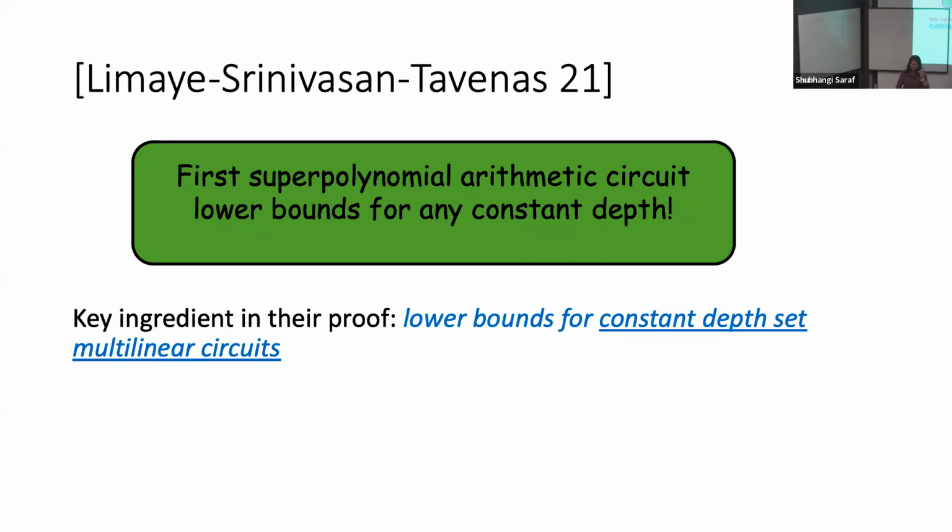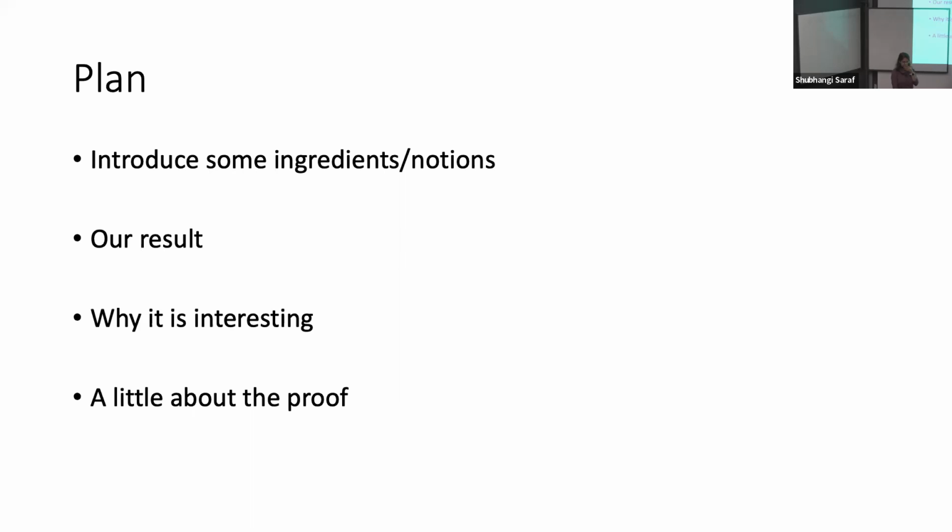Okay. So in this LST work, a very key ingredient, or a central role in the proof, was played by set multilinear circuits. In order to prove the super polynomial lower bounds for general constant depth circuits, they did this via proving super polynomial lower bounds for set multilinear constant depth circuits. So this notion of set multilinear circuits played a major role. So let me define what these set multilinear circuits are, because that's going to be the theme of the results I will talk about in this talk as well.